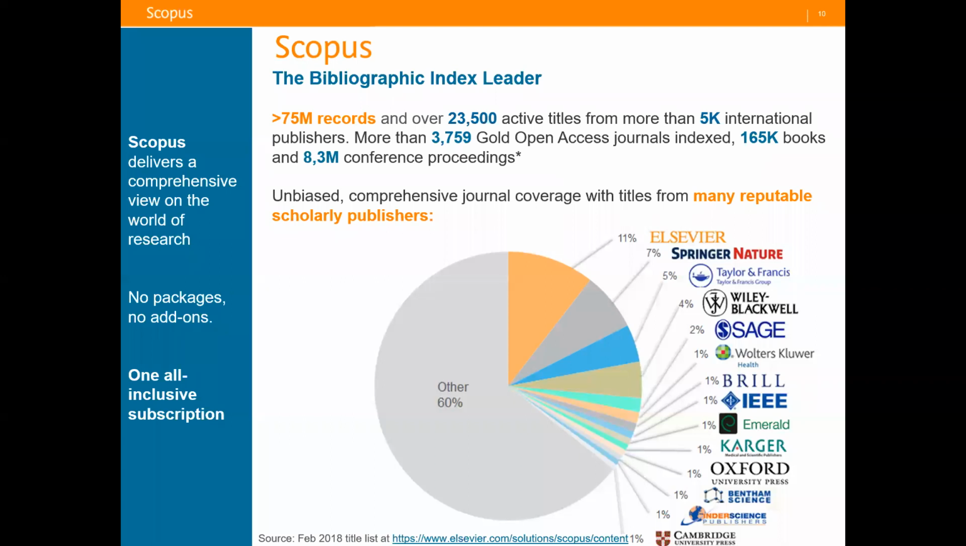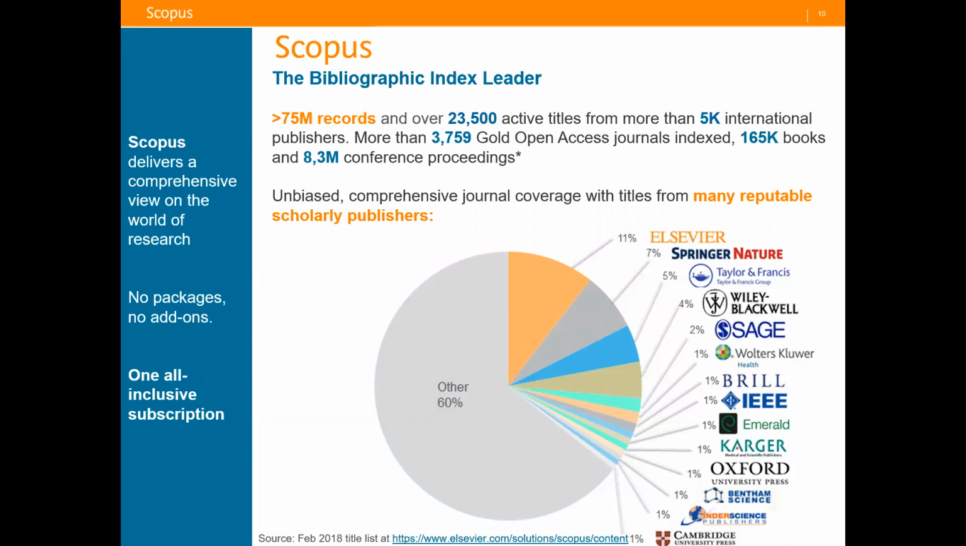Think of this as a separate product. There's a separate team that decides entirely if a journal is good enough to be indexed within Scopus or not. Usually, these people are third-party experts called the Content Selection and Advisory Board. I'll go through them in more detail later. As a result, only 11% of all content comes from Elsevier.